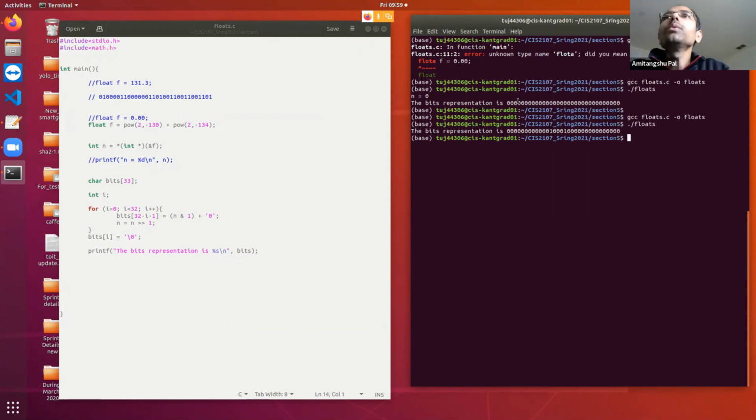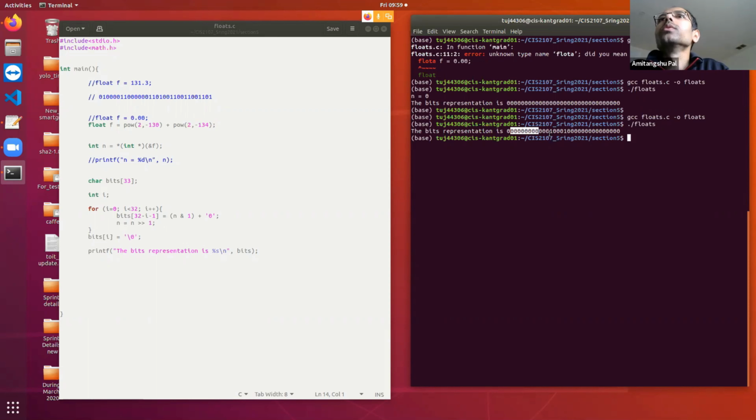So now you can see that this is the bit pattern corresponding to the number 2 to the minus 130 plus 2 to the minus 130. So here also the exponent bits are all zeros. 1, 2, 3, 4, 5, 6, 7, 8. And if you notice the mantissa bits, it is 0001, 0001, followed by all zeros.